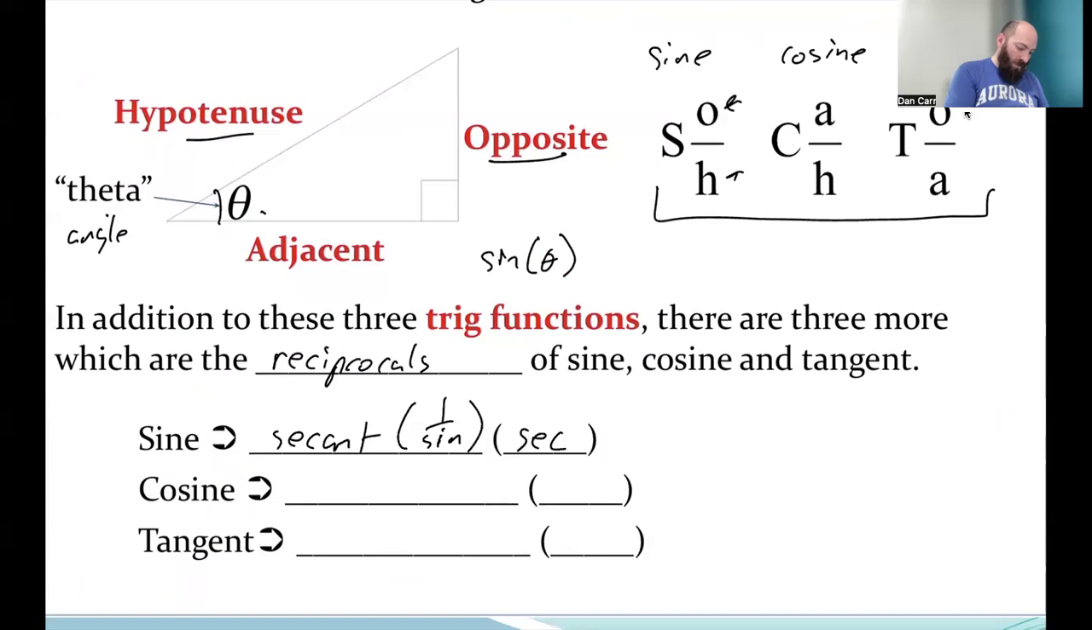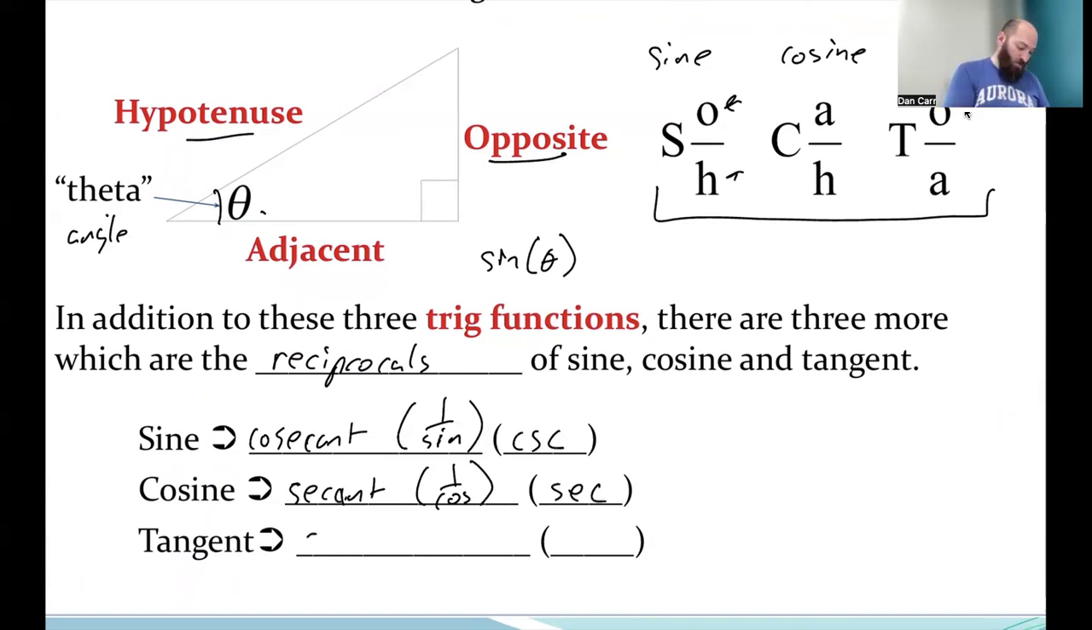Cosine, the reciprocal of that is going to be cosecant. Sorry, I got that wrong. Let me fix that. This is cosecant, and it's CSC for that one. My bad. Cosecant is the reciprocal of sine. Cosine, the reciprocal of that, is secant. That is representing 1 over the cosine of something, so that is going to be represented as SEC.